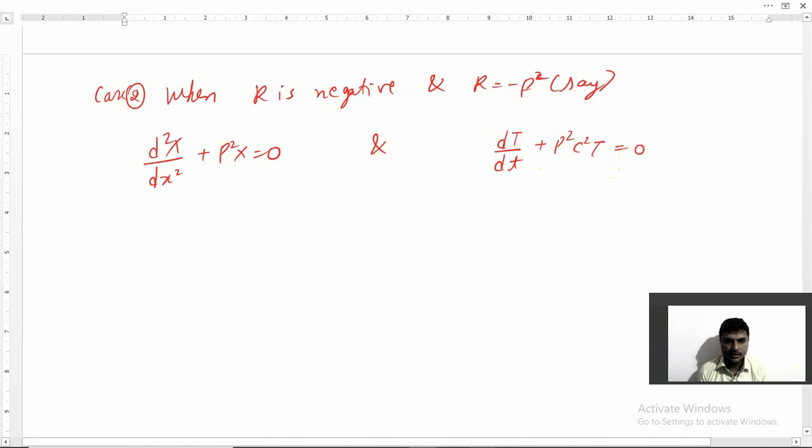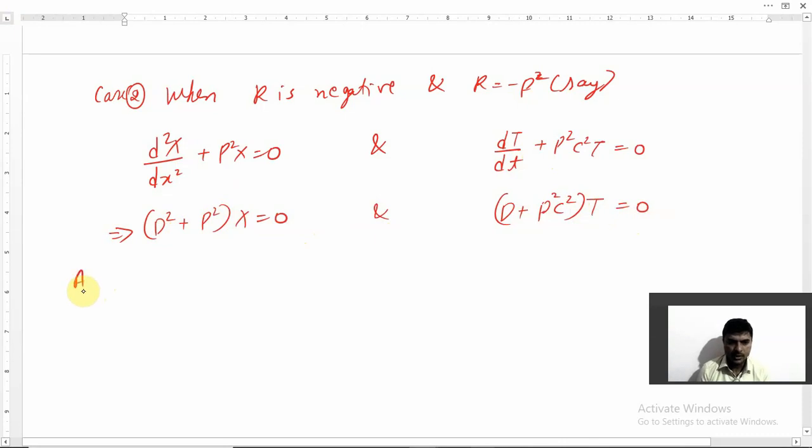Okay, again I am going to write this equation in terms of D, the differential operator. Just now I substituted, so I will write this as D square. That implies D square plus p square, I will take the variable x outside, so D square plus p square x is equal to 0. I am going to find the solution. Similarly, on this side, it will be D, and what is common? t is common, so I am going to take t outside. It is D plus p square c square t is equal to 0.